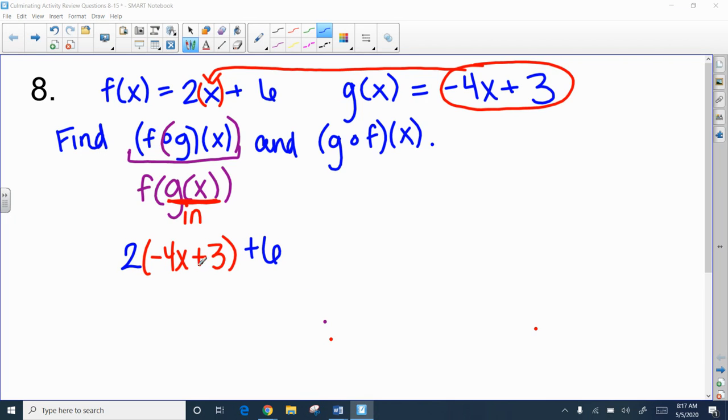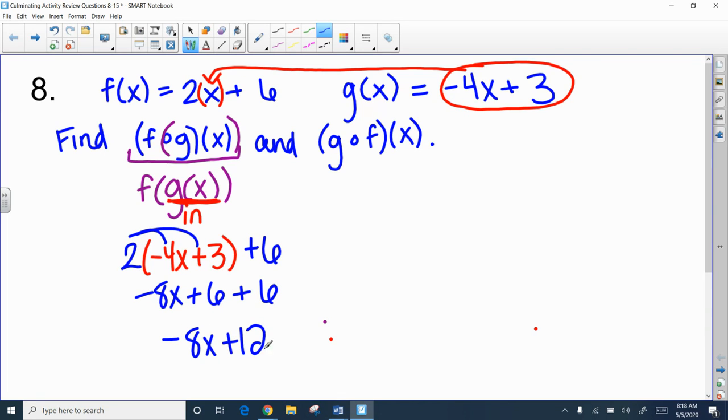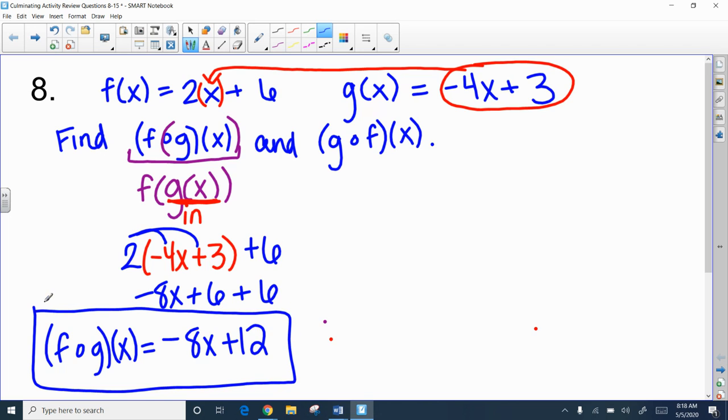Once we have that, then we just need to simplify. I simplify this by distributing, so that gives us negative 8x plus 6, and then we still have the plus 6. So we end up with negative 8x plus 12. All right, so this one is in the order f of g of x. So you do need to pay attention to the order.